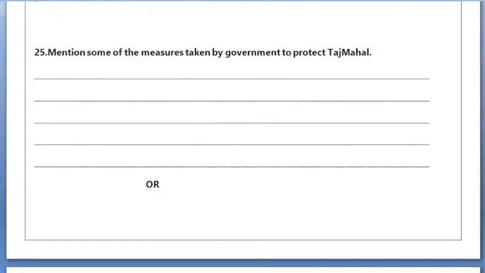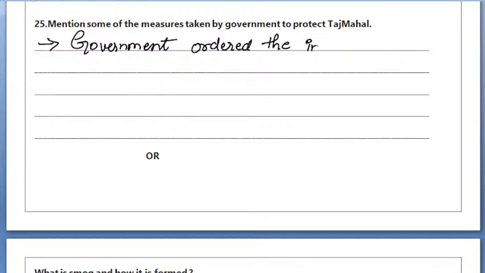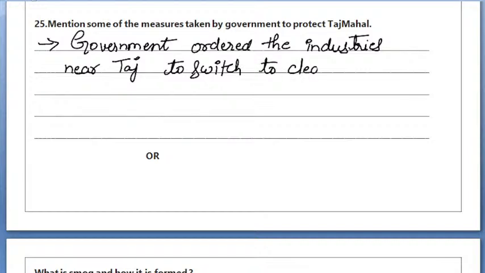Next, mention some of the measures taken by the government to protect the Taj Mahal, I'm asking. For this question, what do you write as the answer? The government has ordered, you have to write this in the examination, the government ordered the industries near the Taj Mahal to switch to clean fuel like LPG and CNG. The industries and the factories nearby the Taj Mahal have to switch to clean fuel like liquid petroleum gas and also compressed natural gas.